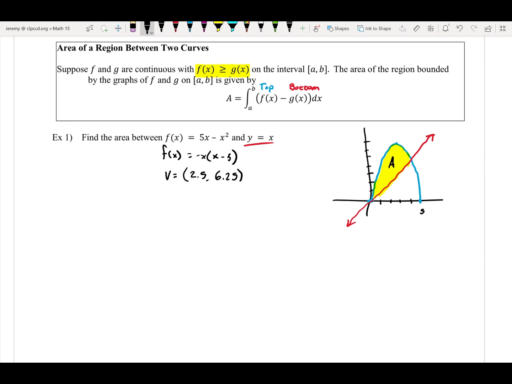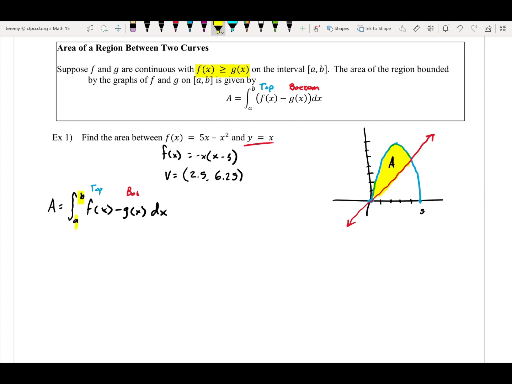And like I mentioned before, sometimes we'll be given a left bound and a right bound. Sometimes we'll have to solve for the left bound and right bound. So really, I'm trying to find a and b. What are the limits of integration going to be for my integral? Because A is going to be the integral from a to b of f of x minus g of x dx. I'm just trying to fill in what is the top function, what is the bottom function, and what are these two limits of integration.